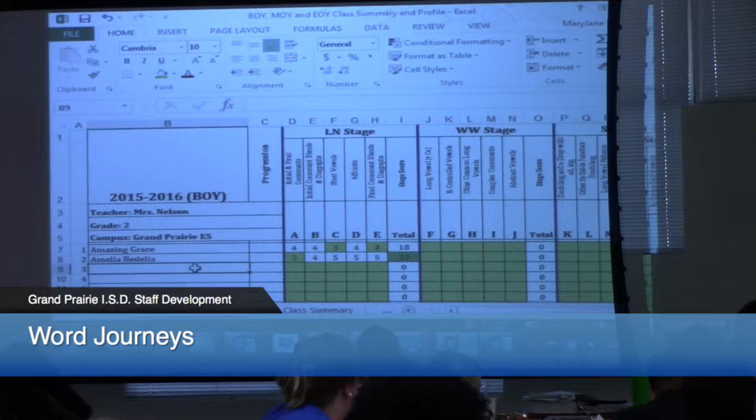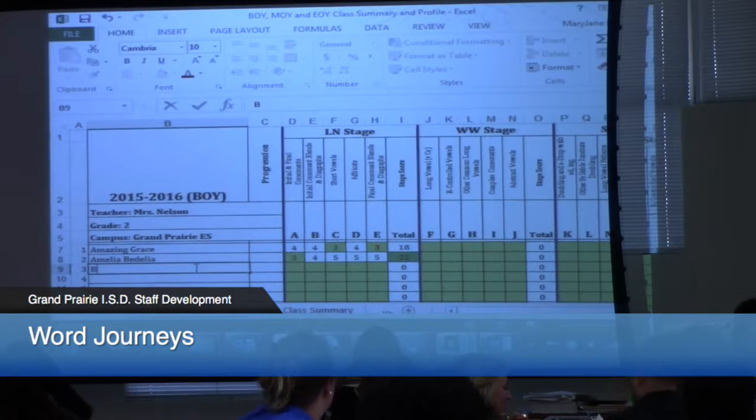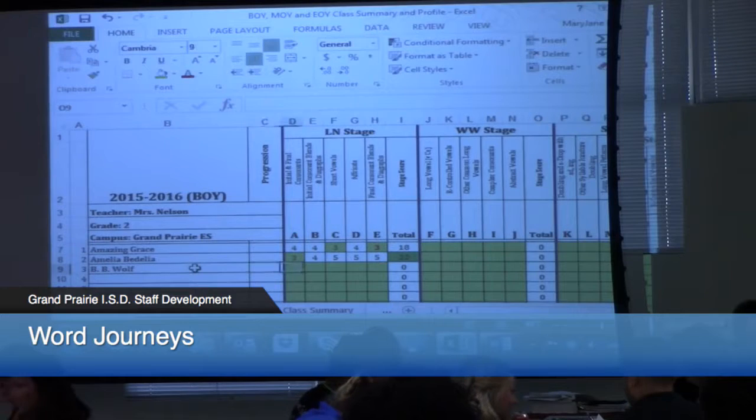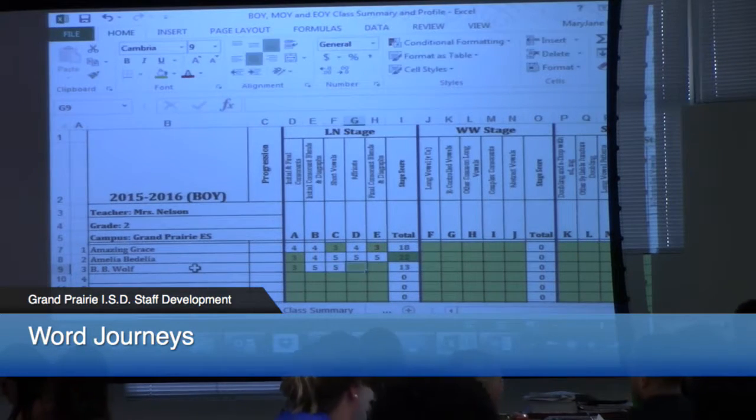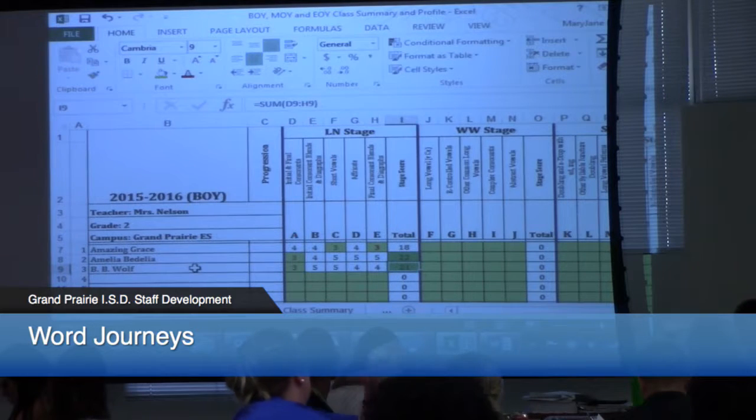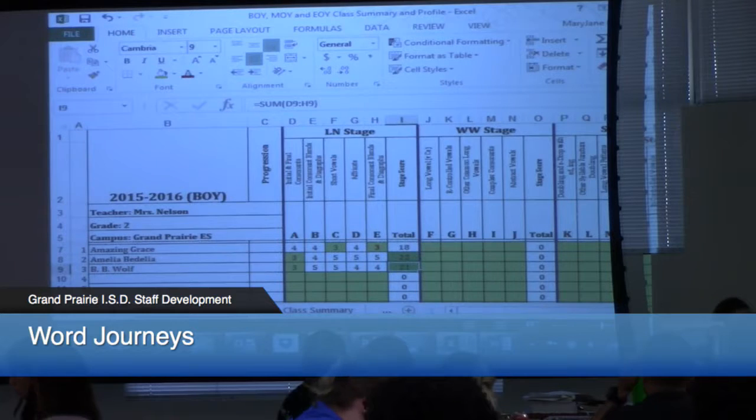So now I'm going to go ahead and put BB Wolf. I'm going to put the score just as I have it: 3, 5, 5, 4, 4 for a total of 21. Am I going to bold in red anything? No. Yes? Yes. Okay, good. Good, good, good.